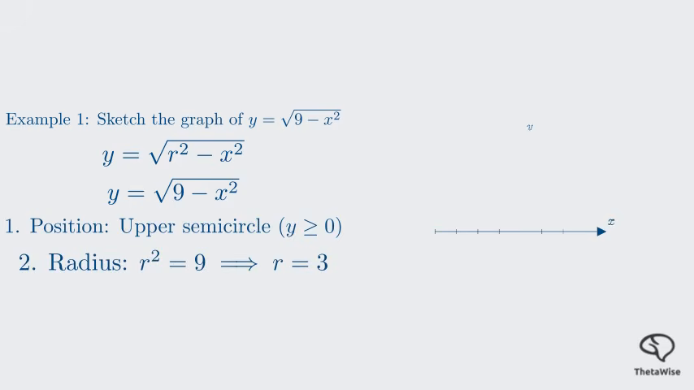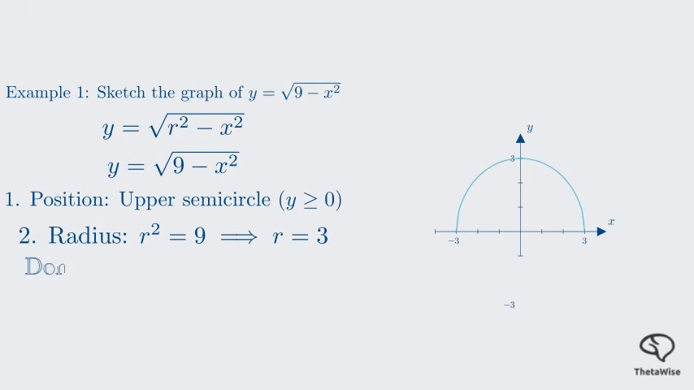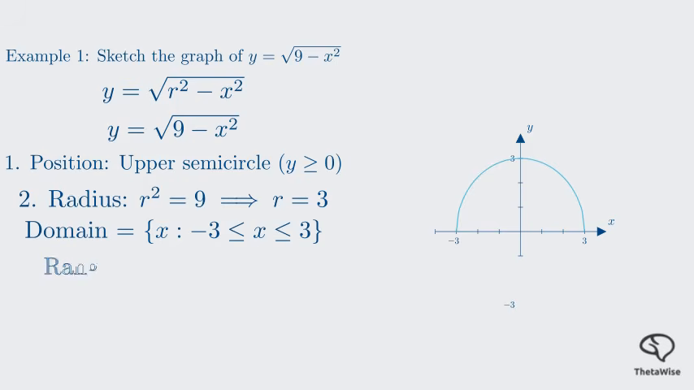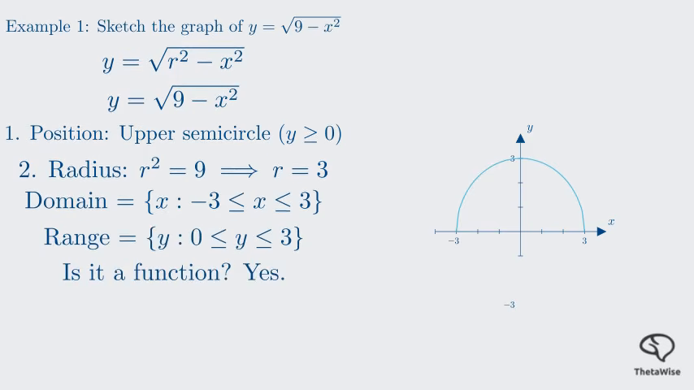Now we have everything we need. We can draw our axes. Since the radius is 3, the semicircle will pass through -3 and +3 on the x-axis, and its highest point will be at 3 on the y-axis. The graph is symmetrical about the y-axis. The domain for this graph is all x values from -3 to 3. The range is all y values from 0 to 3. And yes, this is a function.